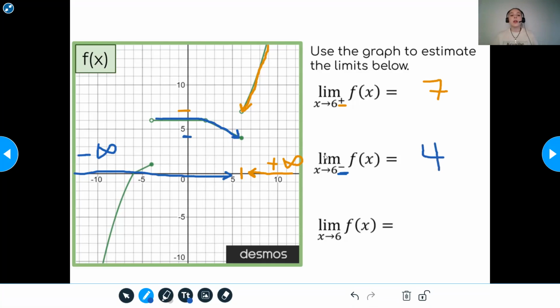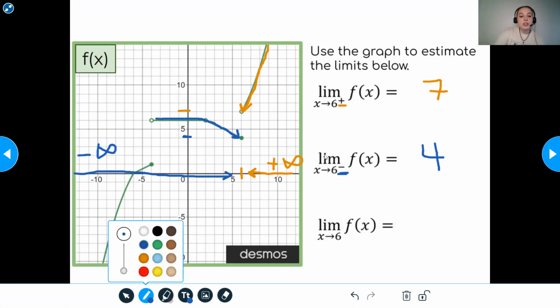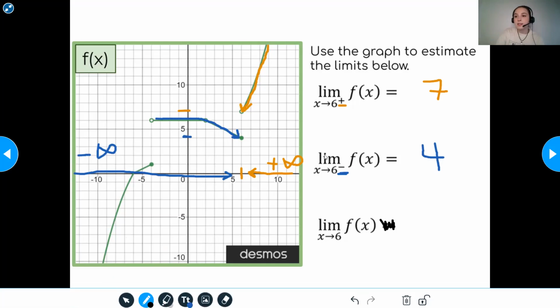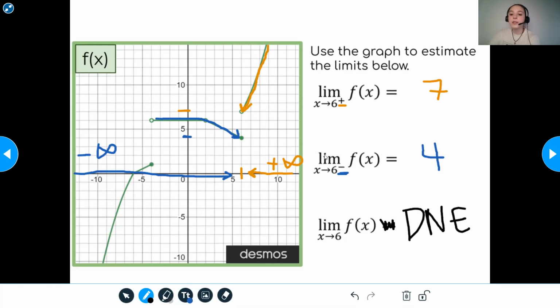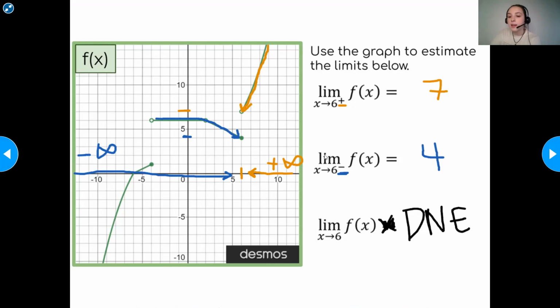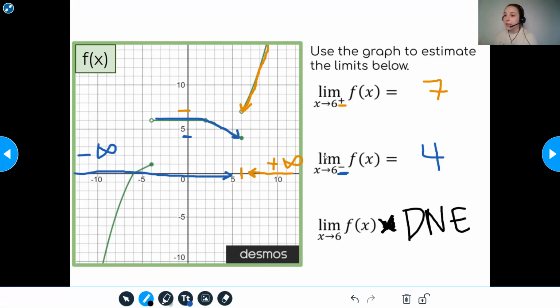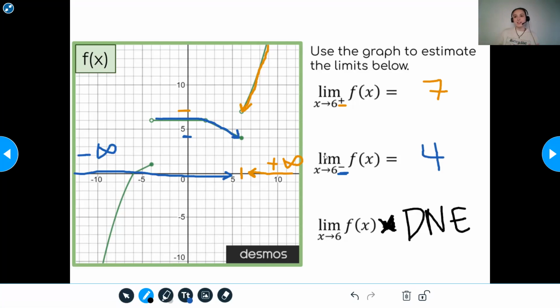And this brings us to another key note when it comes to graphical limits, and that is if your right-hand limit and your left-hand limit are not equal to each other, then that means the general limit as x approaches 6 does not exist. And we denote that by writing DNE for does not exist, right? Notice how I crossed out my equal sign, because it's not equal to does not exist, it just does not exist.